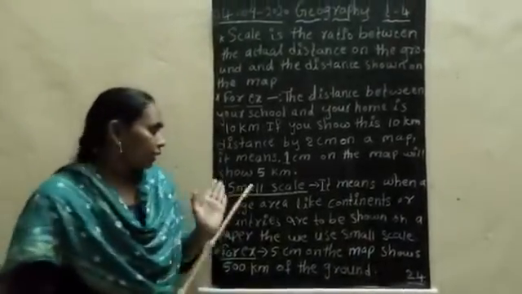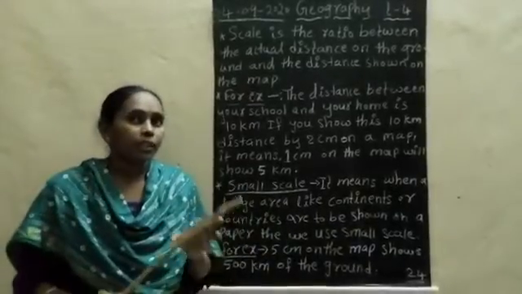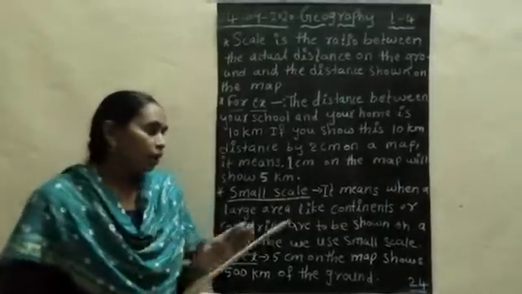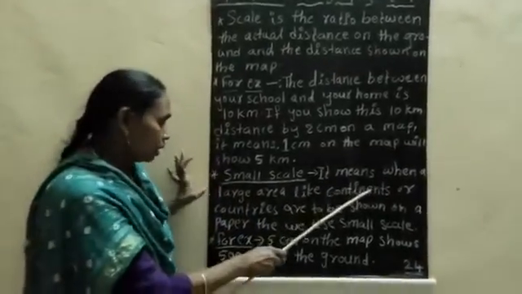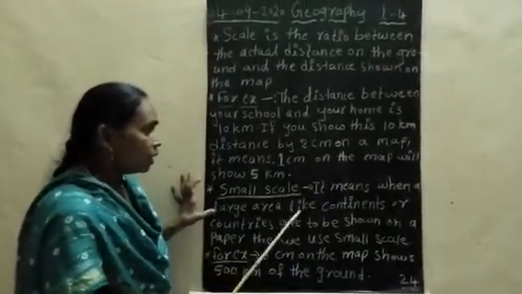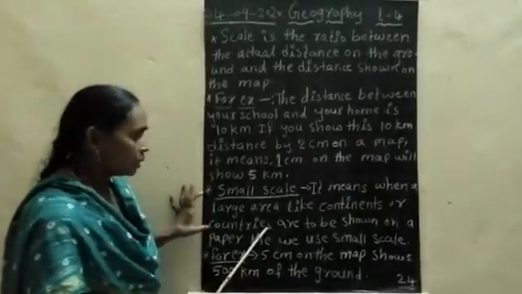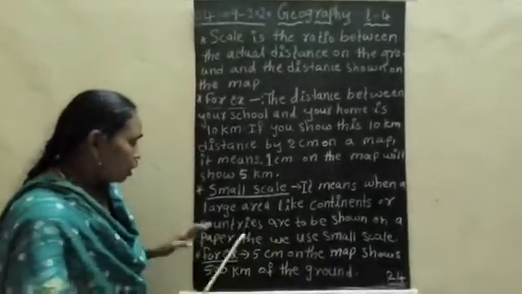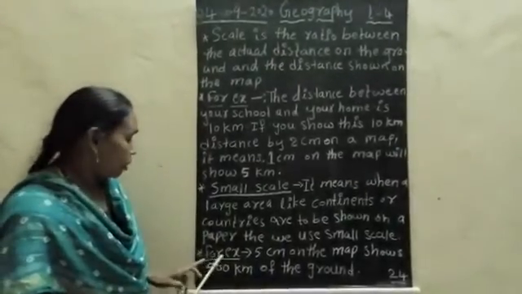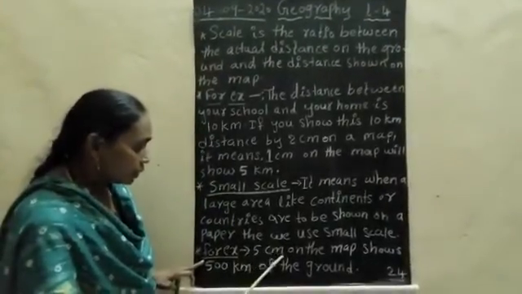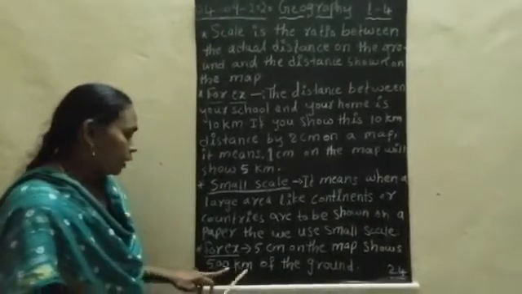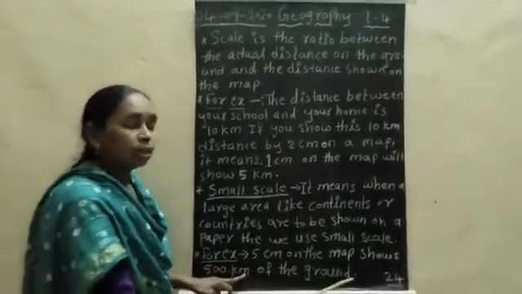So children, small scale is showing the large area. What are the large areas? Continents. Large areas like continents or countries are to be shown on the paper. And here is one example. For example, 5 centimeters on the map shows 500 kilometers on the ground.